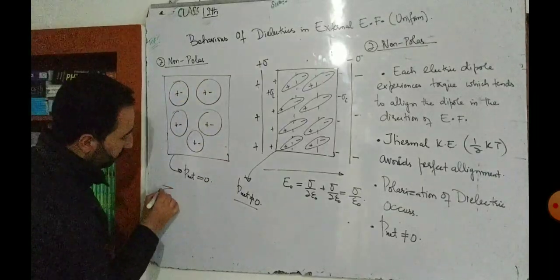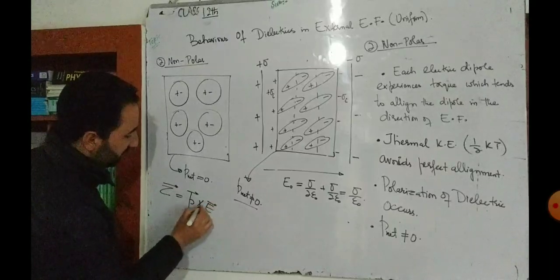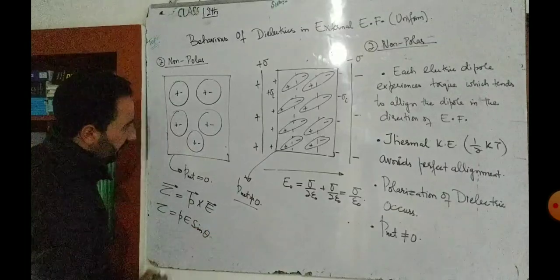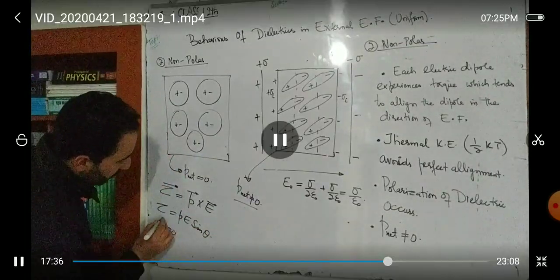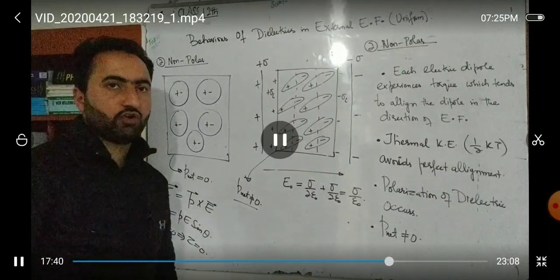If you clearly remember, the torque is equal to P cross E, okay? And that is PE sin theta. Torque will be equal to PE multiplied with sin theta. Now in this very case, what is the dipole moment of each molecule? P is equal to 0, which in turn implies the torque will be, obviously, 0. So there is nothing like torque.